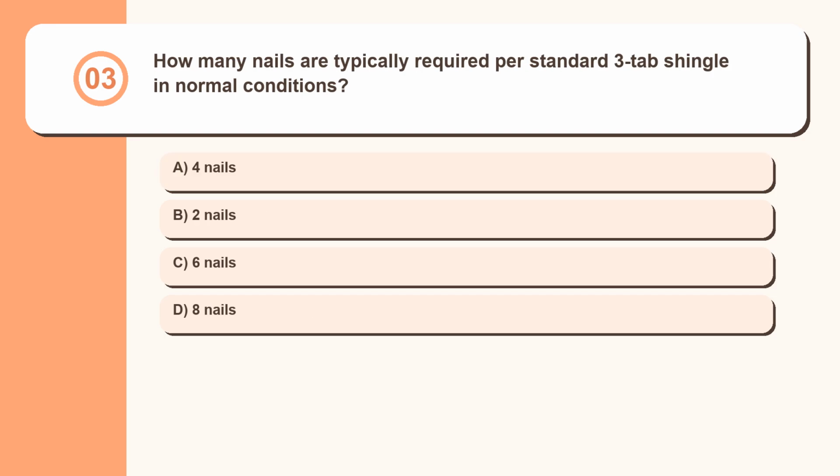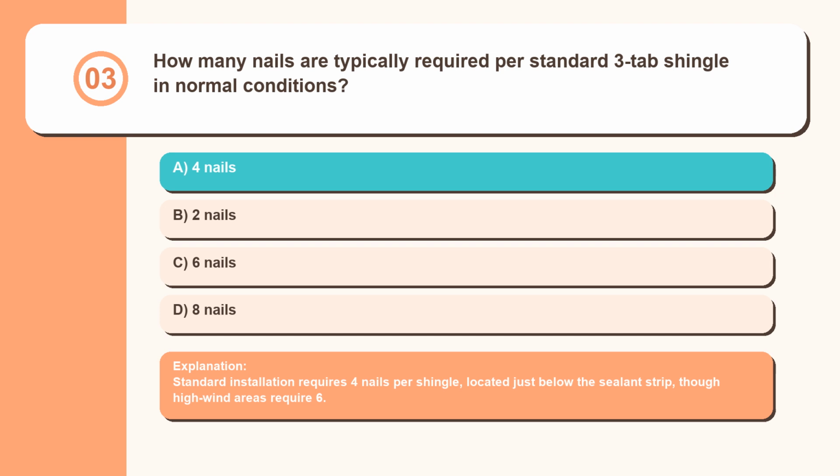Question 3. How many nails are typically required per standard 3-tab shingle in normal conditions? 4 nails, 2 nails, 6 nails, 8 nails. Standard installation requires 4 nails per shingle, located just below the sealant strip, though high wind areas require 6.